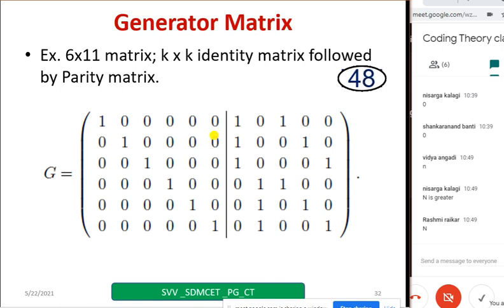Example: a 6 cross 11 matrix. A k by k identity matrix followed by a parity matrix. In this, we have a 6 cross 6 identity matrix. As you all know, in an identity matrix the diagonal has 1 and all the remaining entries are 0. If it is 3 cross 3, then 1, 0, 0, 0, 1, 0, 0, 0, 1. If it is 4 cross 4, then an extra 0, 0, 0, 1 will come, like that. For 7 and 8, again 1s will come on the diagonal. We can write the equations using a matrix also. Please note this down. Anyway, this matrix is available in the next slide also, so those who have missed one or two entries can see it there.